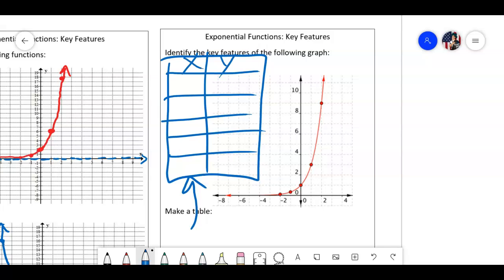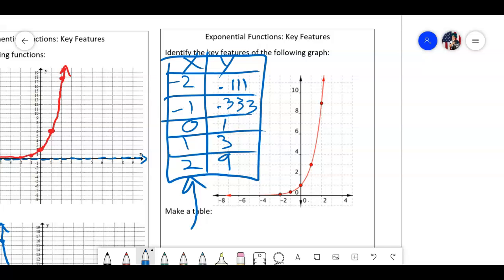All right, we got -2. I'm going to say that's about 0.1 or something. And then at -1, we got about 0.3 or something. At 0, we have 1. At 1, we have 3. And at 2, we have 9. I'm able to identify the points, put them in a table.